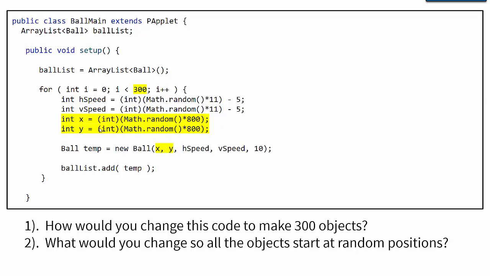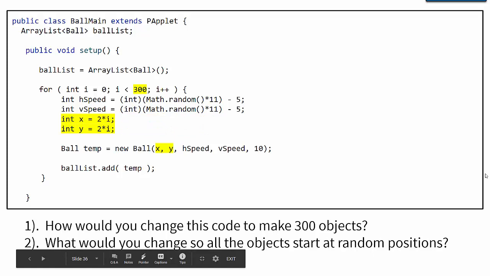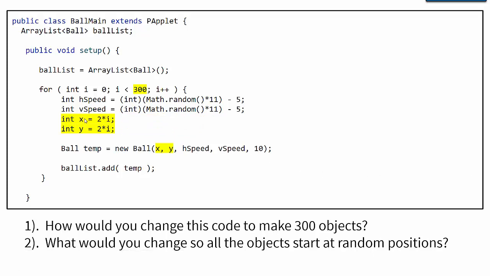They don't have to be random. If you wanted to, you could do something like this. In this case, I'm saying that the x and the y coordinate should be related to which loop we're on. So the first loop, when i is 0, x and y are both going to end up being 0, and I create a ball at 0, 0. Then the next loop, when i is 1, the x and y coordinate are both going to be 2, and so I'll create a ball at location 2, 2. And then the next loop, I'll create one at 4, 4 and 6, 6.